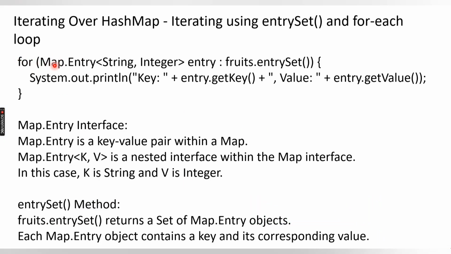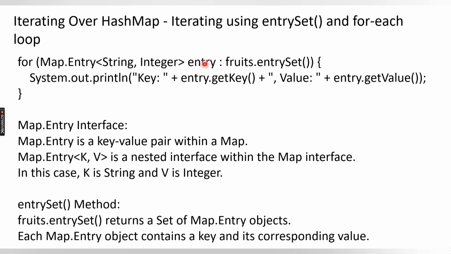In the for loop, we are using this particular statement, Map.Entry. Map.Entry is an interface. Map.Entry is a key-value pair within a map. Here these are the data types: K is string, the data type of the key, and the data type of value V is integer. This is a nested interface within the Map interface. So you need to provide Map.Entry, and then this is the name of the variable.